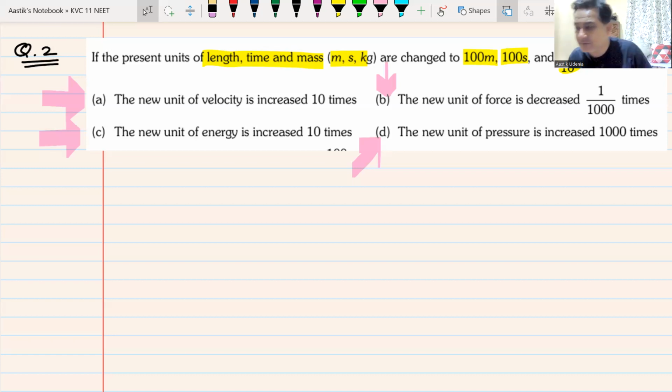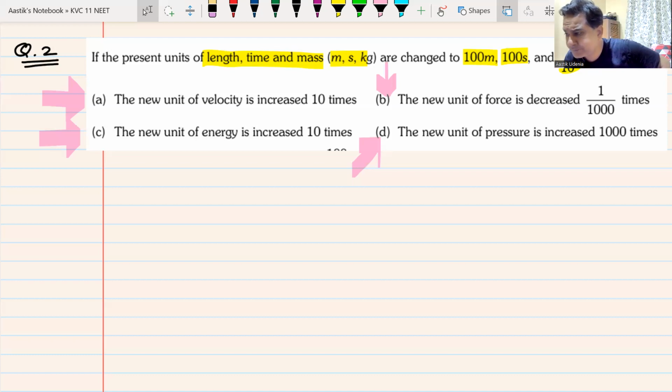Yes, my dear friends. Any answer? Anyone got it? 1 is A, 2 is B, 3 is C, and 4 is D. Which is the correct option? 1, 2, 3, 4.